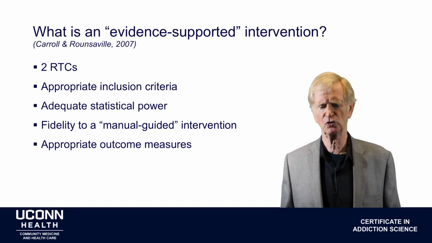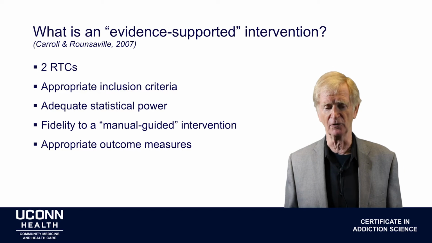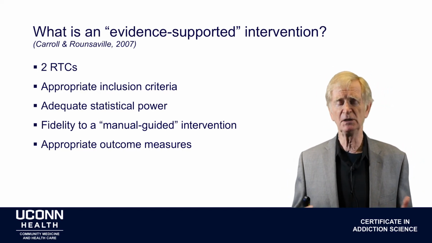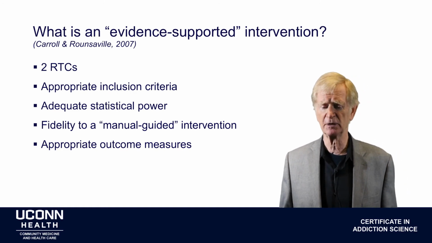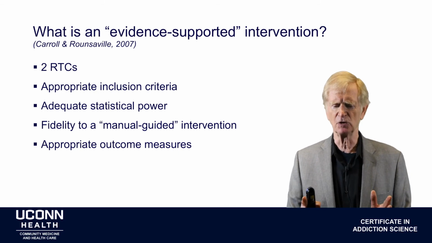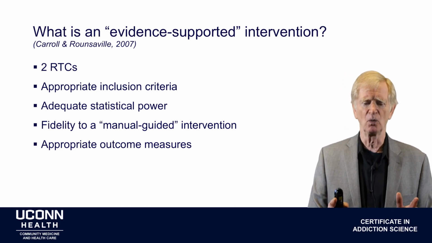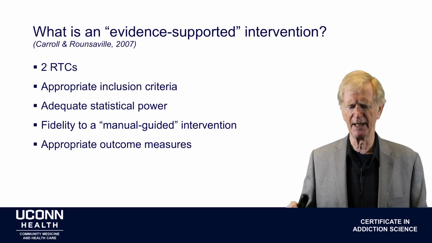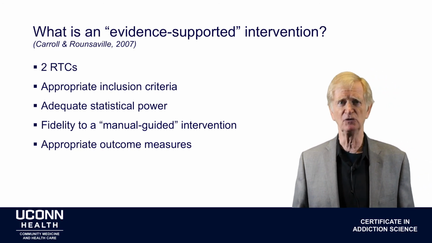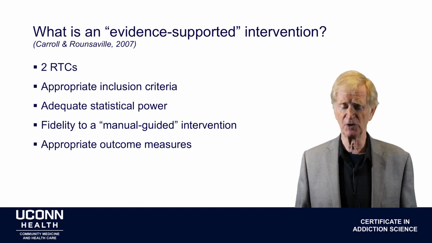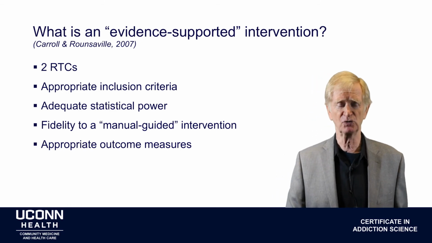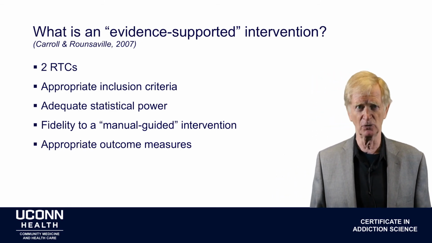Usually it requires 2 randomized clinical trials. Again, that's considered the gold standard. You need to have a study that has appropriate inclusion criteria. So you can't give the drug to everybody. You need to carefully define whether the people actually have the disorder, in this case, alcohol or drug dependence, and if they do, you need to have a sufficient number to do statistical tests to detect a difference between a control group and an experimental group.